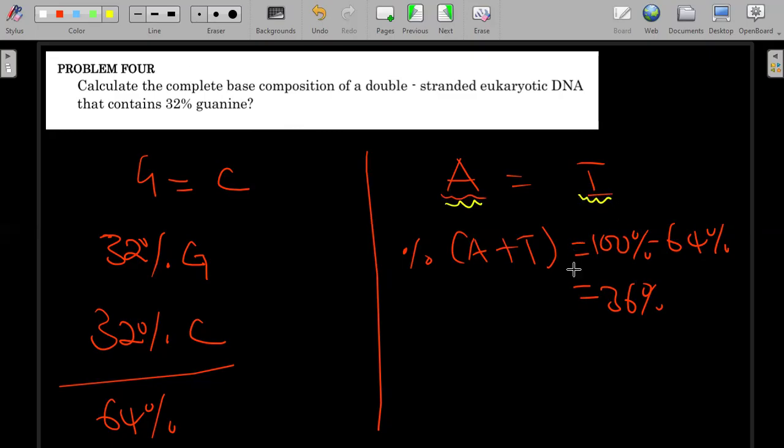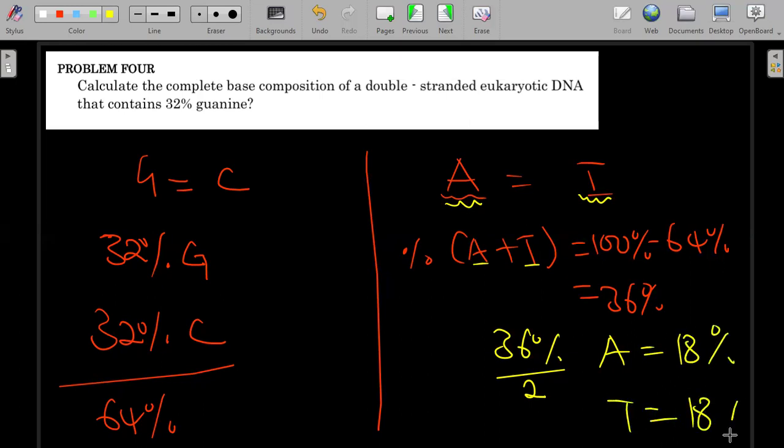So this 36% is the sum of the percent of the adenine and the thymine. If you want to find just one of them, we divide the 36% by 2. So adenine will be 18%, and thymine will also be 18%. Just follow Chargaff's rules. So this one is not a problem.